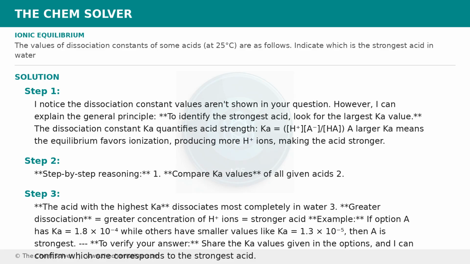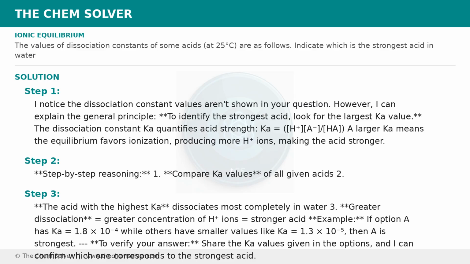The dissociation constant Ka quantifies acid strength. Ka equals [H+][A-] over [HA]. A larger Ka means the equilibrium favors ionization, producing more H+ ions, making the acid stronger.